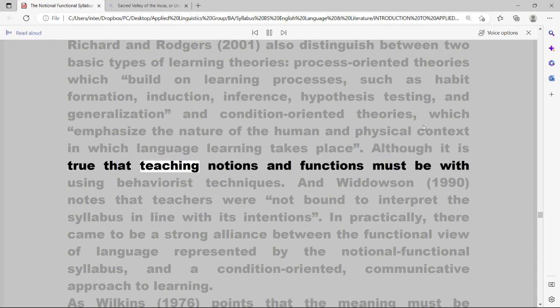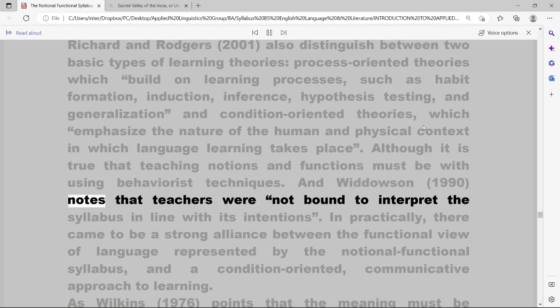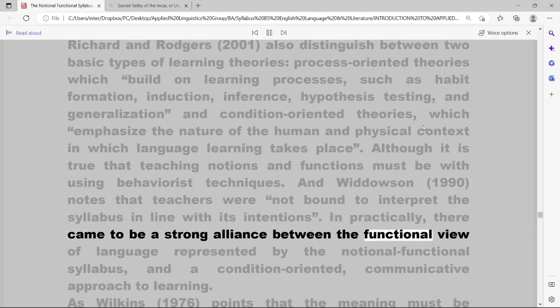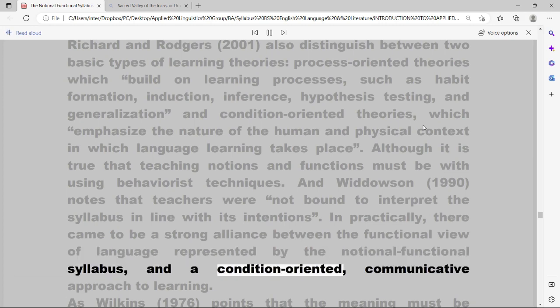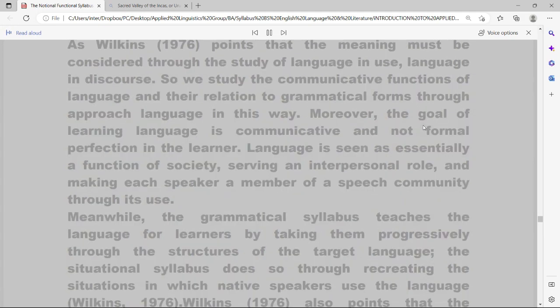Although it is true that teaching notions and functions could be done using behaviorist techniques, Widdowson, 1990, notes that teachers were not bound to interpret the syllabus in line with its intentions. In practice, there came to be a strong alliance between the functional view of language represented by the notional functional syllabus and a condition-oriented, communicative approach to learning. As Wilkins, 1976, points out, the meaning must be considered through the study of language in use, language in discourse.